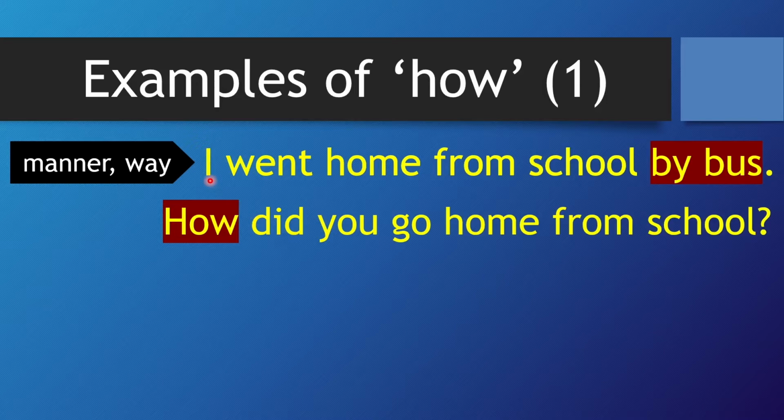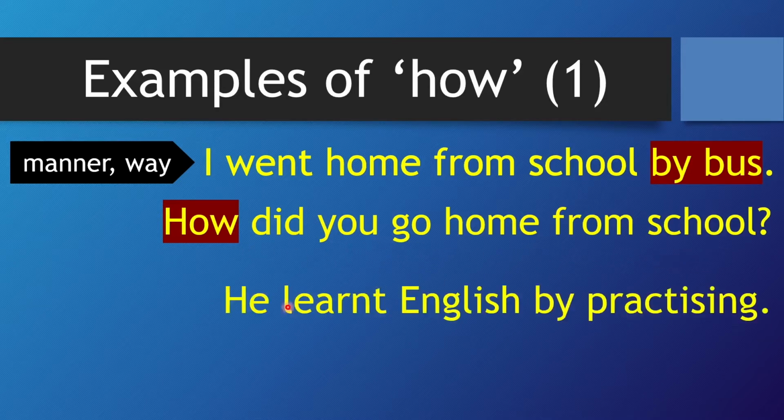And the subject given was I, but when you are making the question, I becomes you. And the past verb was given there. We will use the present verb, that is go. And the other part of the sentence, home from school. So the question becomes, how did you go home from school?